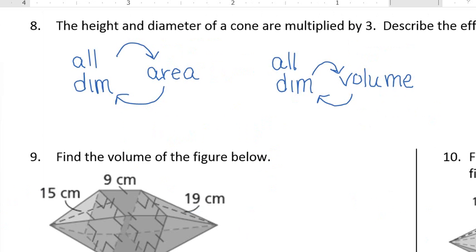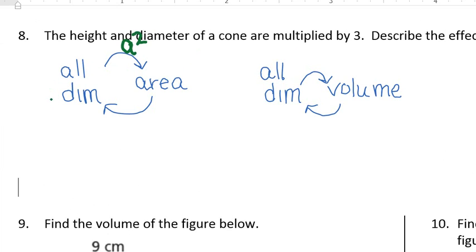Okay, for number 8, I know the whole question doesn't fit, so I'll go ahead and just read it. The height and diameter of a cone are multiplied by 3. Describe the effect on surface area and volume of the cone. So once again, just like we discussed on problem 3, since we're changing all of the dimensions, then we can follow this rule here. This rule says that if you change all of the dimensions, then area will change by that number squared. So because we're changing all of the dimensions by a factor of 3, so we're multiplying the diameter and the height of a cone, then we know that the area will be 3 squared times bigger, or 9 times bigger, because we take that number and we square it.